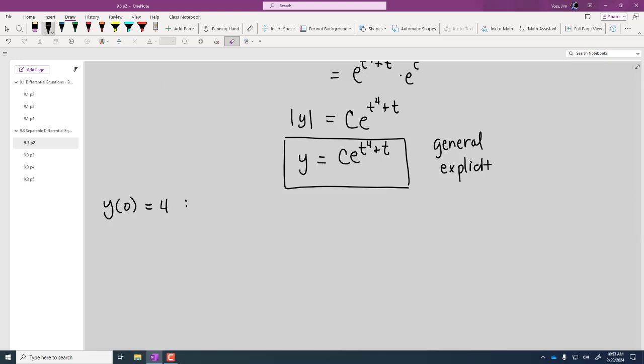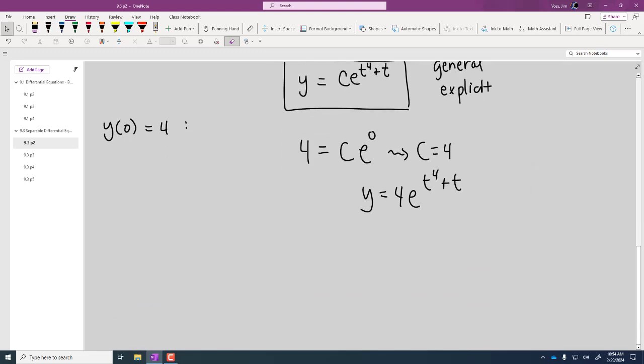So we're going to find the particular in explicit form. We put a 4 in for the y. We put in a 0 for the t's. This tells us that c is equal to 4, so we end up with y being 4e to the 4 plus t. That is now our explicit particular.